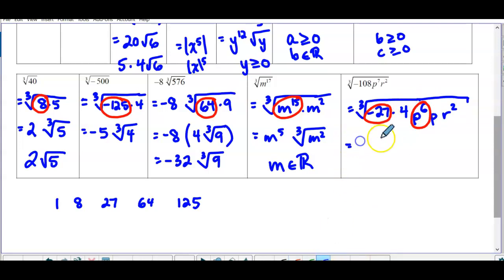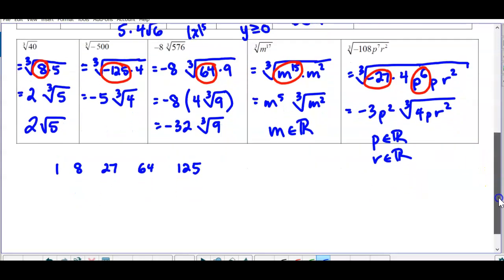And so cubed root of negative 27 is negative 3. Cubed root of p to the 6 is p squared. And cubed root of 4pr squared. Here, p can be anything, r can be anything. You can take the cubed root of anything.